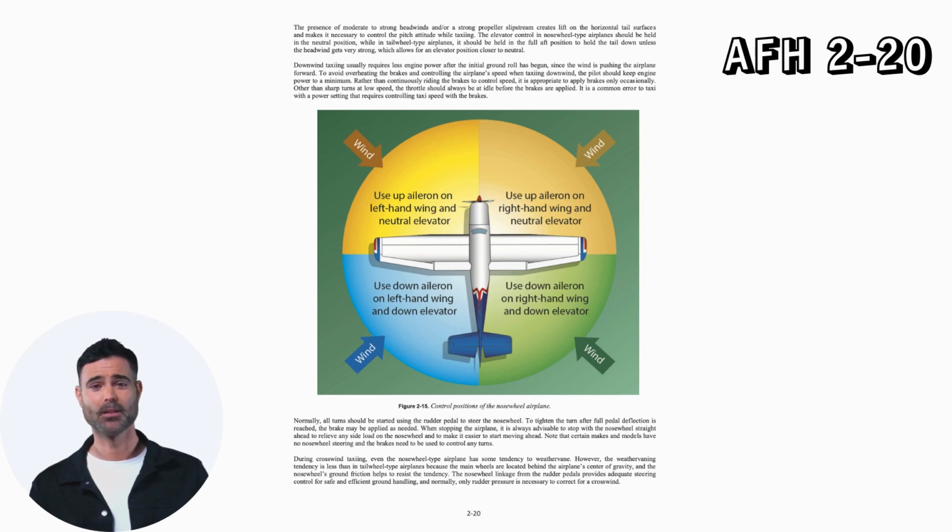Downwind taxiing usually requires less engine power after the initial ground roll has begun, since the wind is pushing the airplane forward. To avoid overheating the brakes and controlling the airplane's speed when taxiing downwind, the pilot should keep engine power to a minimum. Rather than continuously riding the brakes to control speed, it is appropriate to apply brakes only occasionally. Other than sharp turns at low speed, the throttle should always be at idle before the brakes are applied.